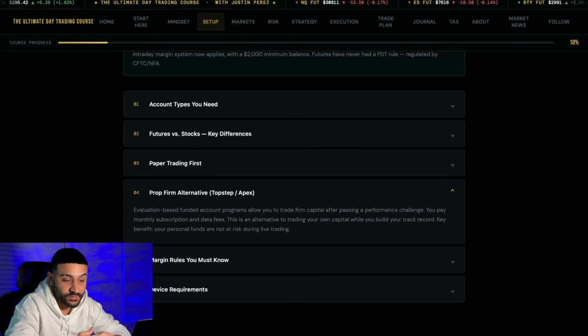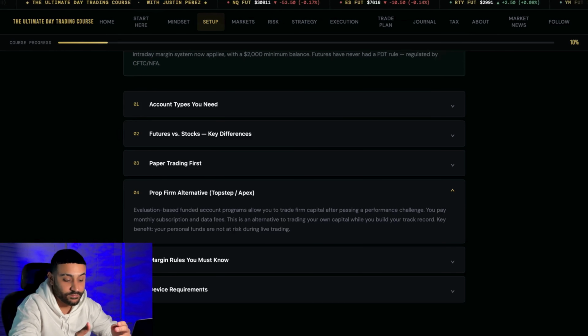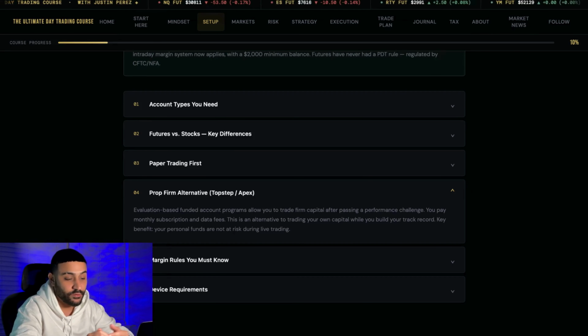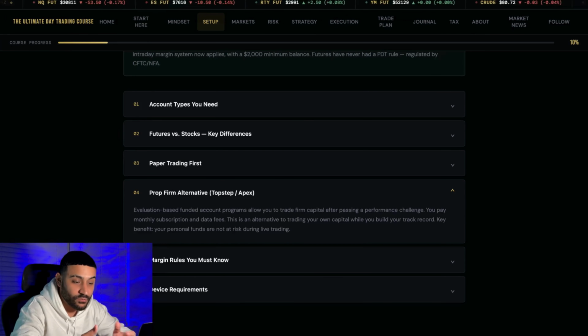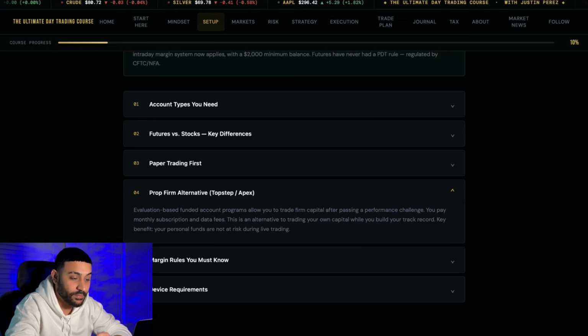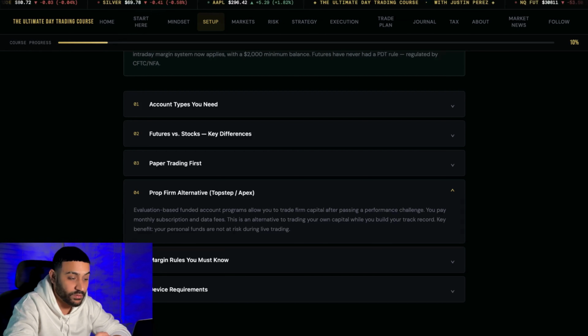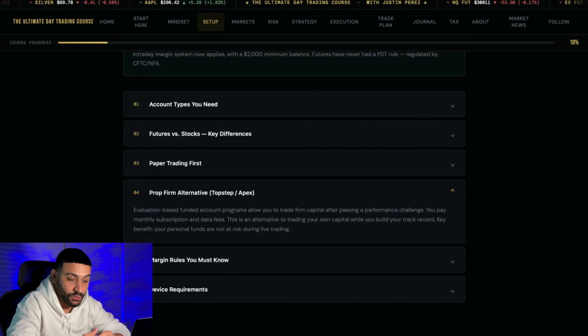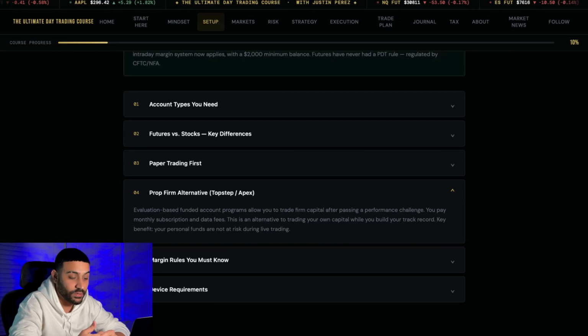Prop firm alternatives like Topstep, Apex, Lucid, Tradeify, or even Alpha. Evaluation-based funded account programs allow you to trade firm capital after passing a performance challenge. You pay monthly subscriptions and data fees. This is an alternative to trading your own capital while you build your track record. Key benefit, your personal funds are not at risk during live trading.